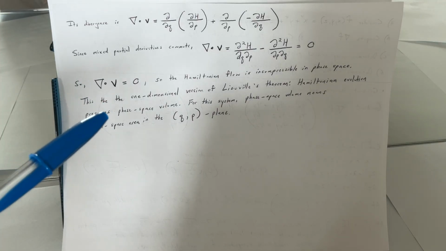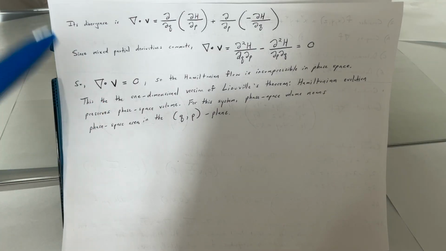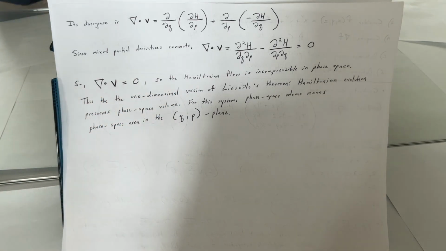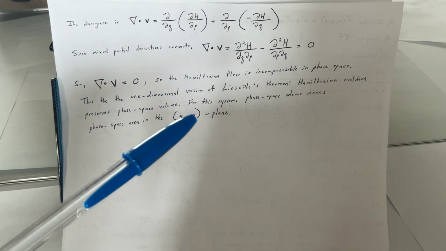So I should have said this is the one-dimensional version of Liouville's theorem. And that's another name I've heard pronounced differently by professors. I'm definitely not a foreign language expert, so I cannot confirm how to properly pronounce a lot of these names. My apologies. Again, Hamiltonian evolution preserves phase space volume. And for this system, phase space volume means phase space area in the pq plane.